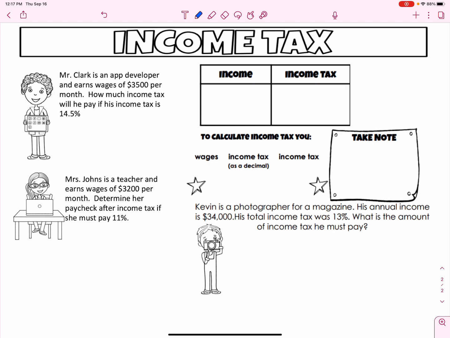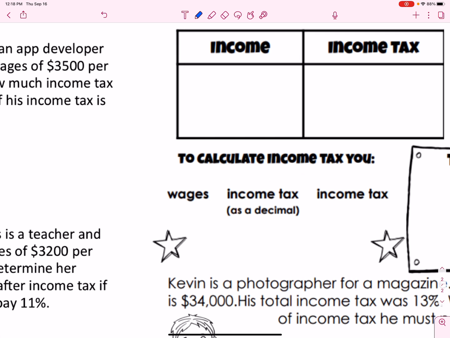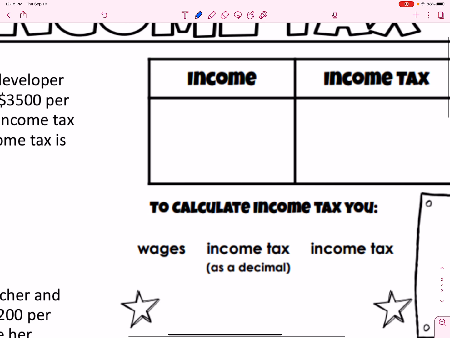When we're looking at income tax, it operates a lot just like our sales tax. We have two components of income tax, and the first is your income. That is the money that you're making, your wages, from a job, labor, or services. So I'm going to write that in here.